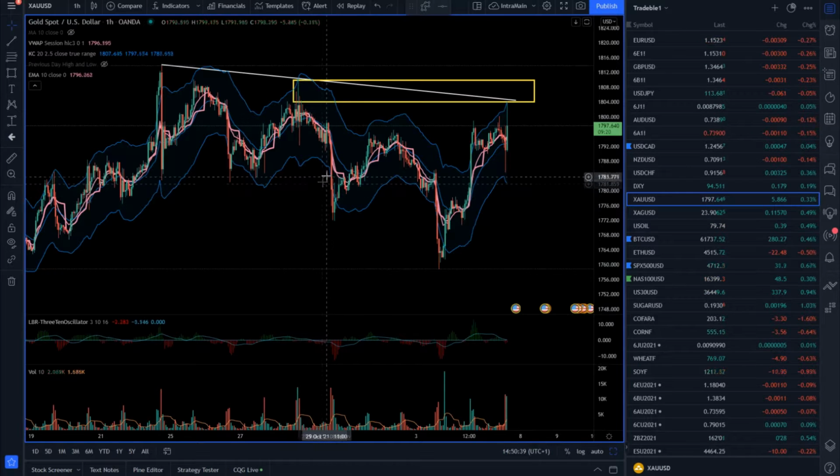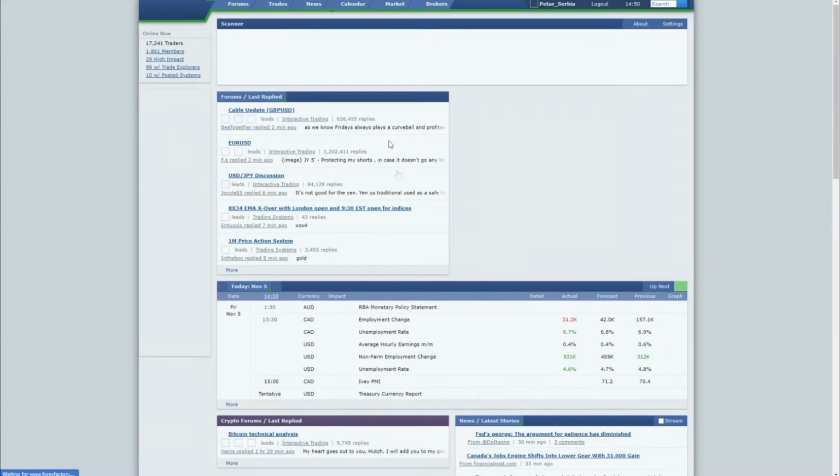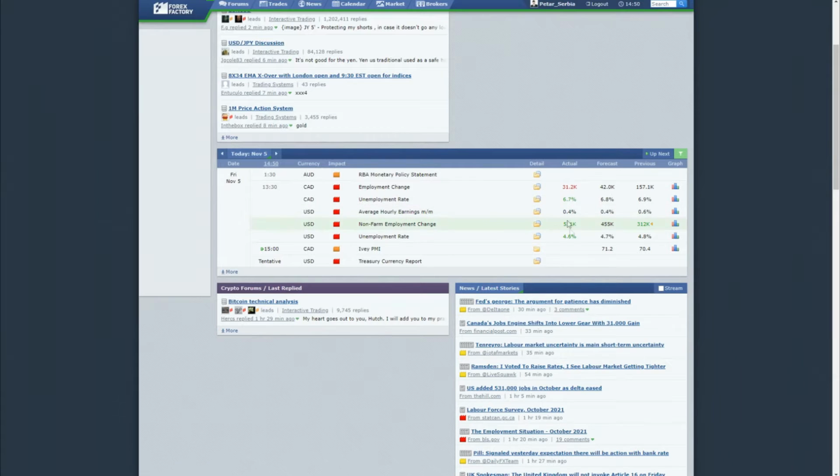What I found after the news, we basically had non-farm employment change and average hourly earnings, and I will just update here. You can see that we got some good numbers in the US, some positive numbers, actual versus forecasted.